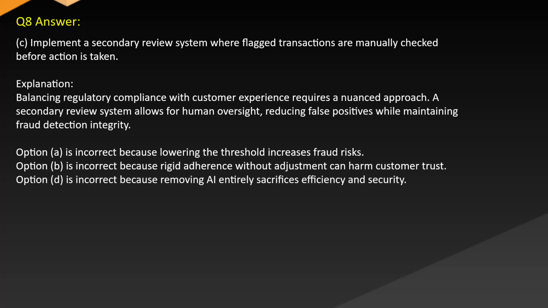Answer C. Implement a secondary review system where flagged transactions are manually checked before action is taken. Explanation. Balancing regulatory compliance with customer experience requires a nuanced approach. A secondary review system allows for human oversight, reducing false positives while maintaining fraud detection integrity. Option A is incorrect because raising the threshold increases fraud risks. Option B is incorrect because rigid adherence without adjustment can harm customer trust. Option D is incorrect because removing AI entirely sacrifices efficiency and security.